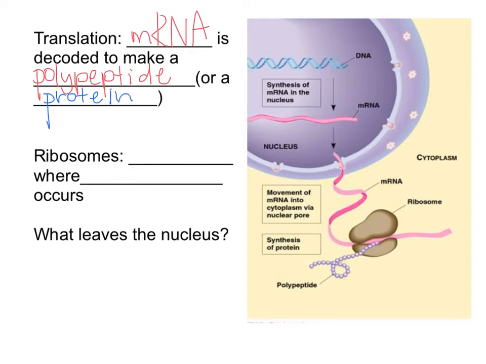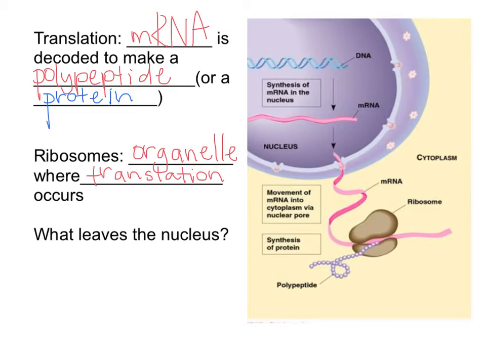Simply a protein. This occurs in what we called just a minute ago the ribosome. So the ribosomes are the organelle. Remember, that just means the little organ. So the nucleus is an organelle. The cell membrane is an organelle. Ribosomes are the organelle where translation occurs. So that's where this happens. Sorry for my handwriting. It's pretty terrible today.